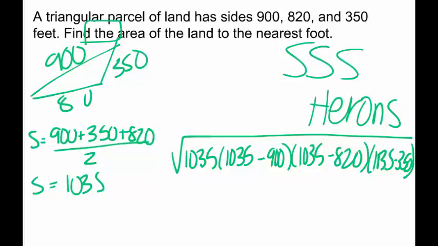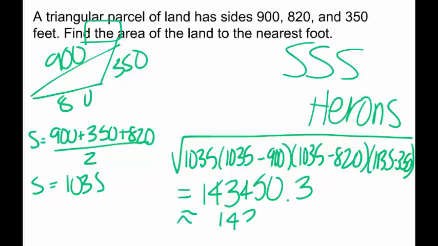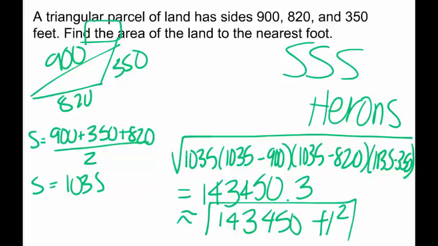And this one says to the nearest foot. So if I get 143,450.3, that's going to round down to 143,450 square feet. Just pay attention to what it tells you to round to, but since they gave me every single side, I know that had to be Heron's formula.